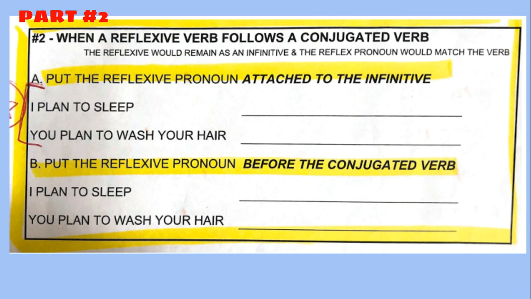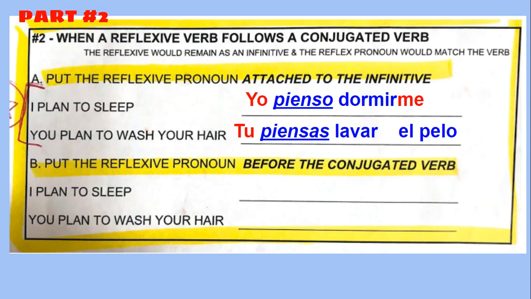So here we go. We got to put the reflexive pronoun attached to the infinitive. I plan to sleep. Yo pienso dormirme. There it is. I attached it to the end. And yo, me match. And then it says you plan to wash your hair. So tú piensas lavarte el pelo. I'm going to attach it to the end. Tú and te, they match.